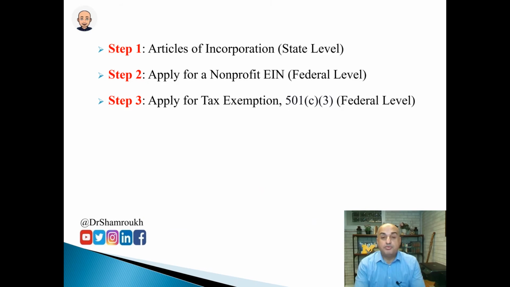Now, after you have an approved articles of incorporation from the state and a nonprofit tax ID from the IRS, you need to apply for an exemption from taxes for the nonprofit organization, a process that will entitle your organization to be classified as a 501c3 organization. To do this, the IRS requires you to fill out a form called 1023, which is an application for recognition of exemption under Section 501c3 of the IR Code, the Internal Revenue Code.